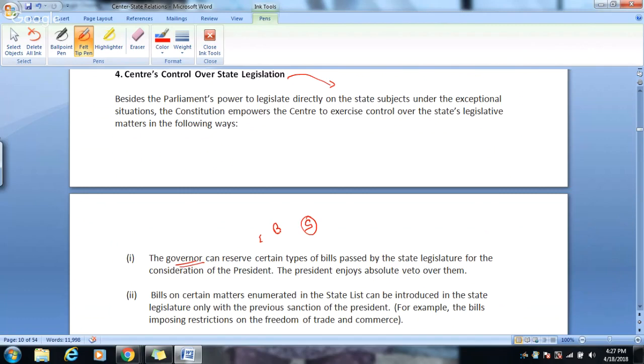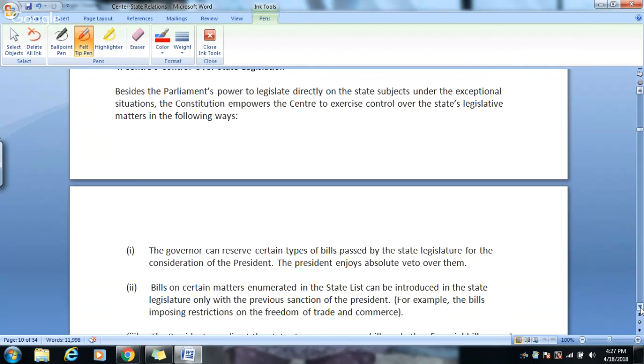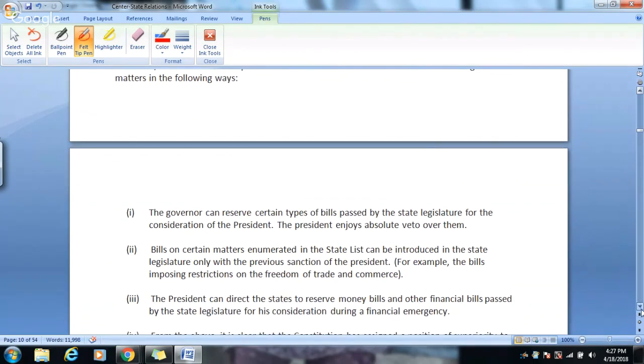A bill is introduced in the state legislature and it is passed by the state legislature, and that type of bill can be reserved by the governor, and for what? For consideration of the president. At this point, the president enjoys absolute veto. For the first time, he will send it for reconsideration, and for the second time also, he can send it for reconsideration by not giving his assent, that is absolute veto. So this is the Center's control over the state legislation.